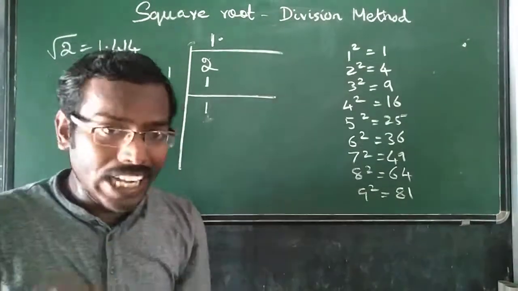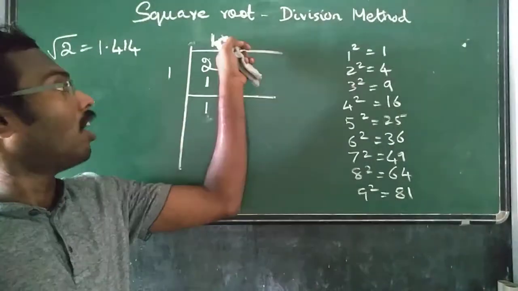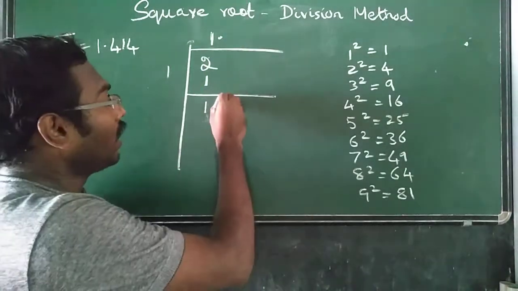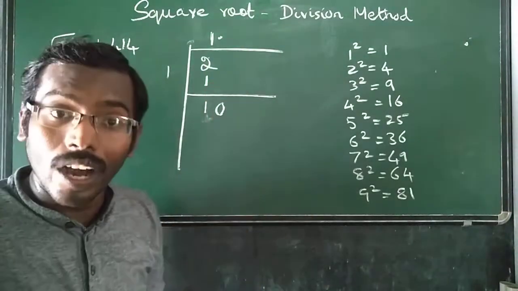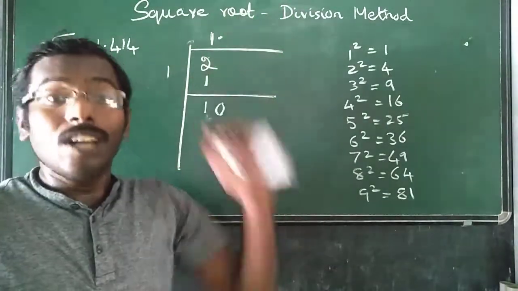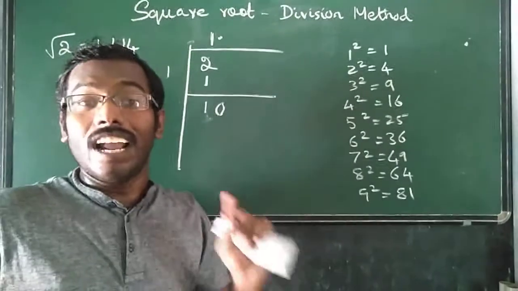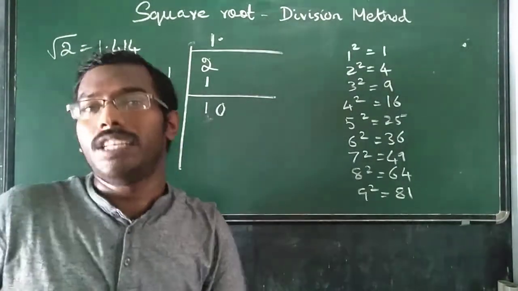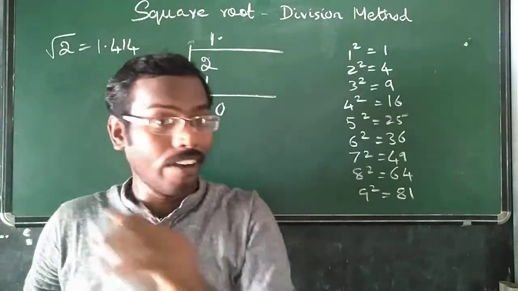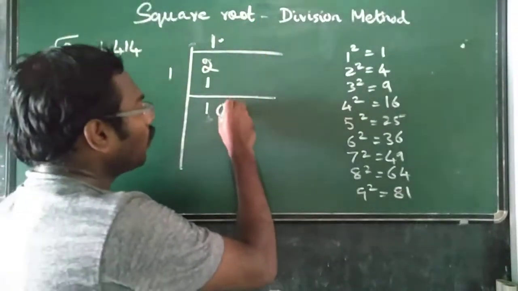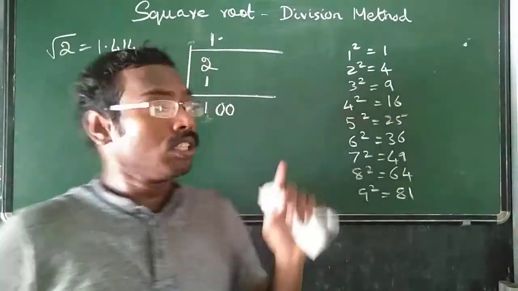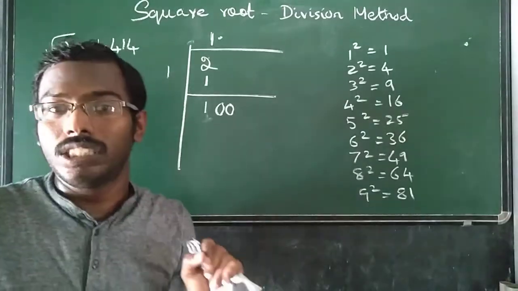In normal division, after keeping the dot, you will bring down 1 zero. But in this square root division, you have to bring down 2 zeros together. This is not exactly equal to division, so don't get confused. This method is not like normal division. Understood? So you have to bring down 2 zeros.